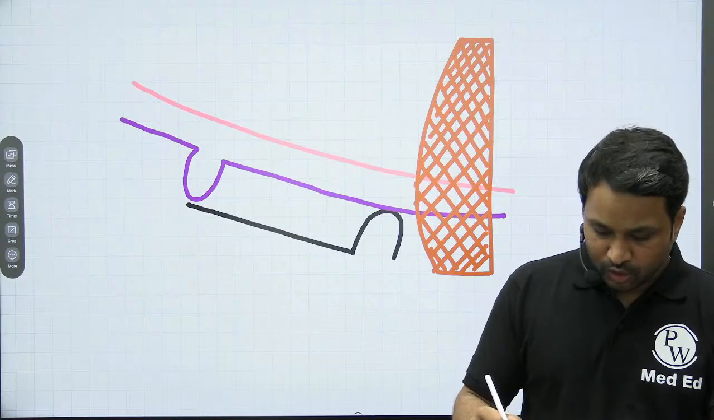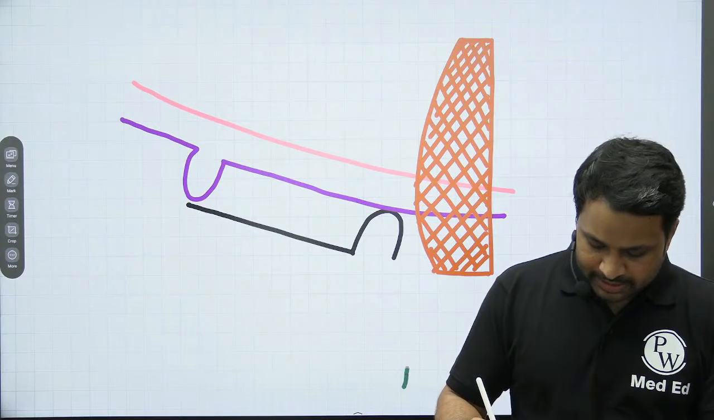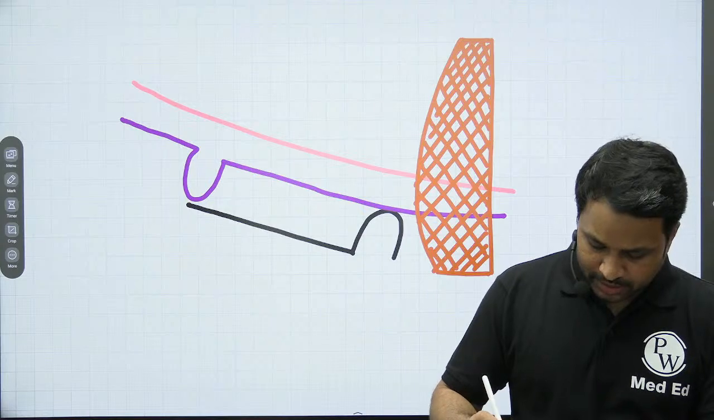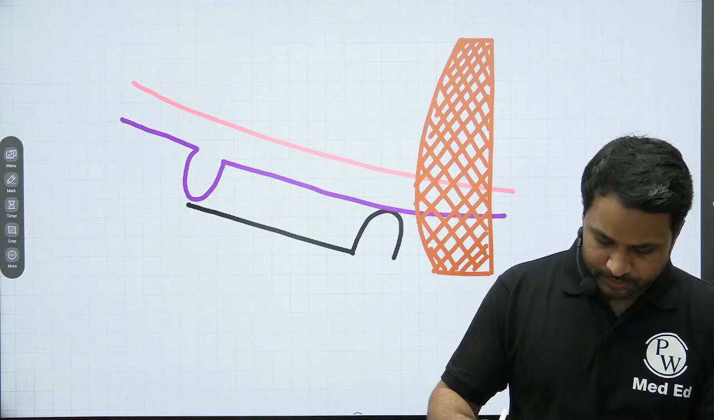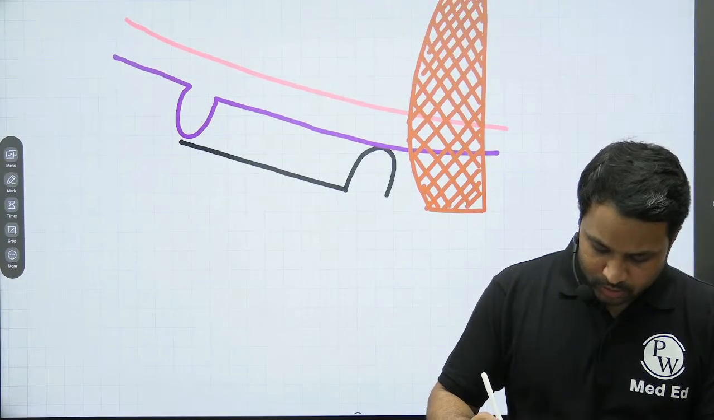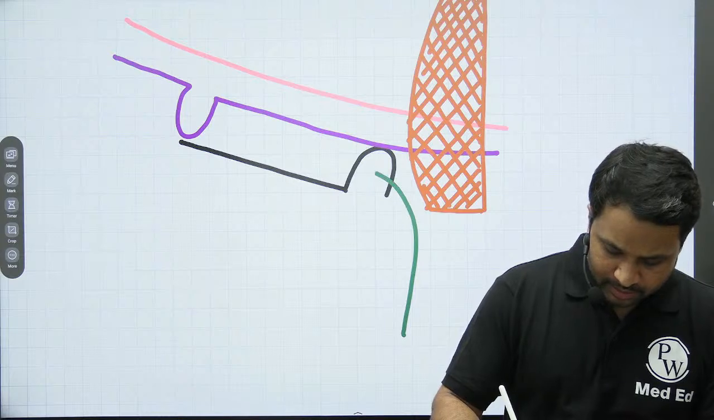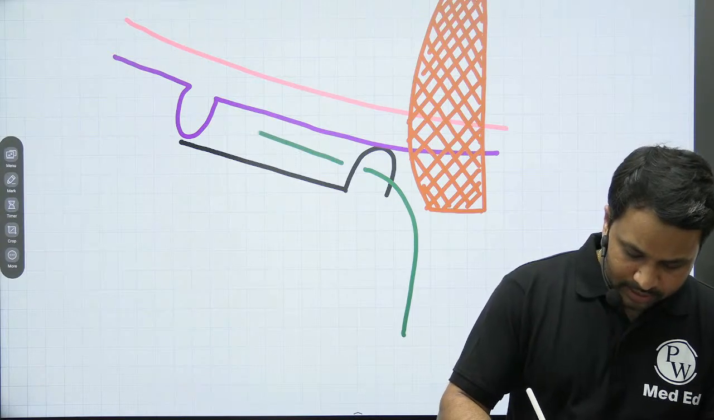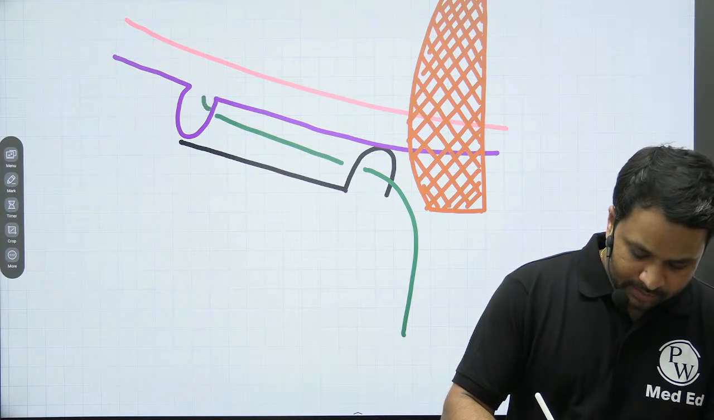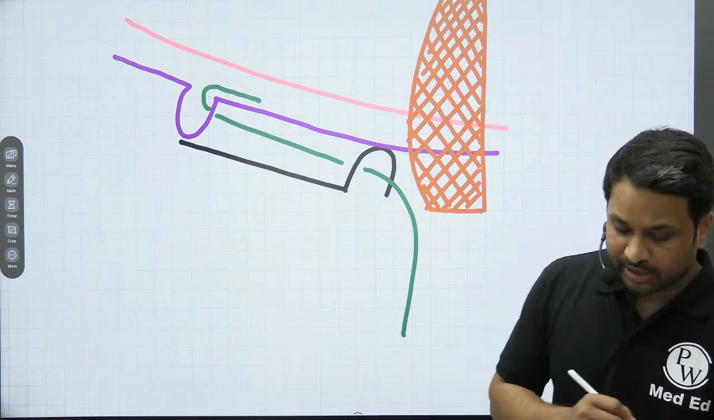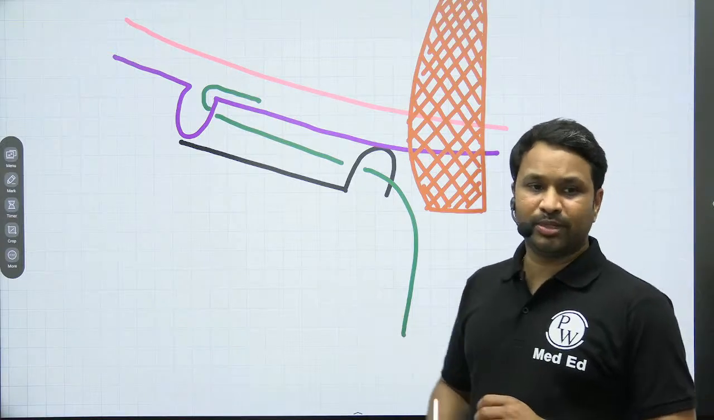ठीक है? तो vas deferens जो है वो testis से आके superficial inguinal ring में enter करते हुए, sorry, it is going to go into the superficial inguinal ring. It is going to travel into the inguinal canal. It is going to exit from the deep inguinal ring, and it is going to turn immediately. It takes a hairpin loop, that is your vas deferens.